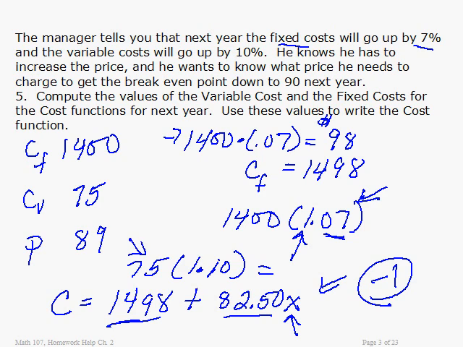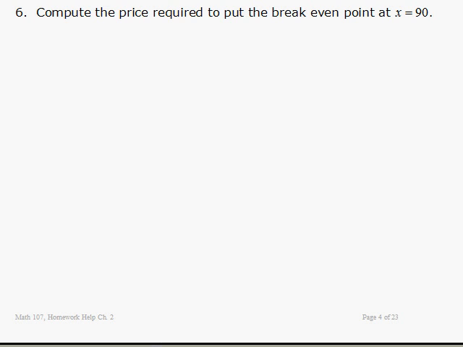Now the question for 6 is going to be a little bit different than the typical break-even analysis. Now you have to compute the price required to put the break-even point at X equal 90. What does this mean? Okay, let me write what break-even means. It means revenue equals cost. Revenue is price times the number sold; at break-even that would equal the fixed cost plus your variable cost times X.